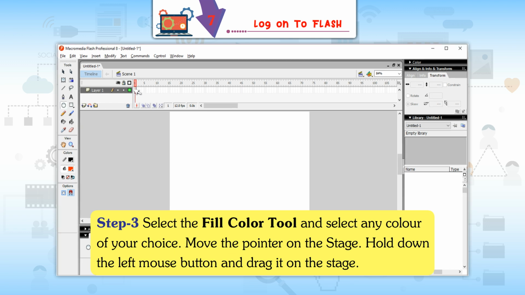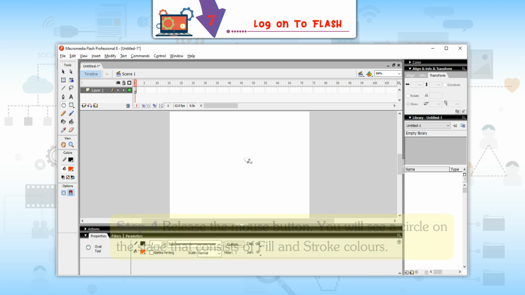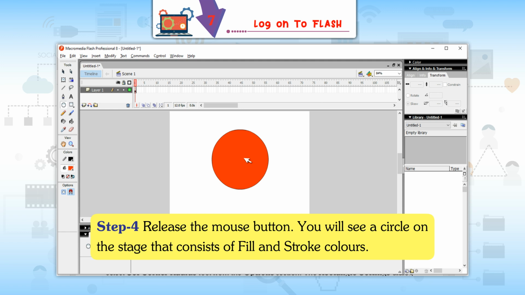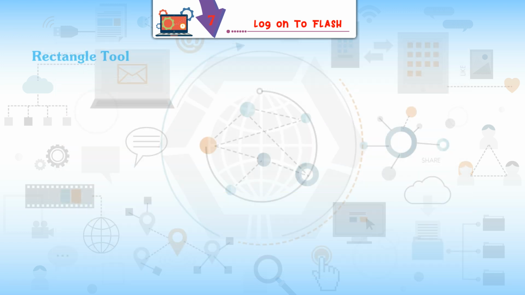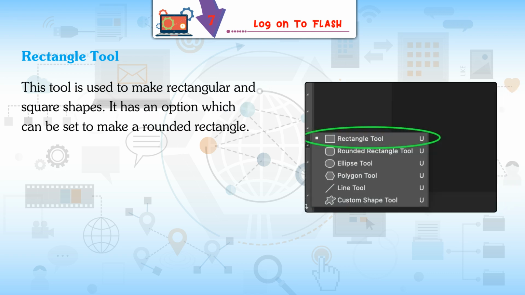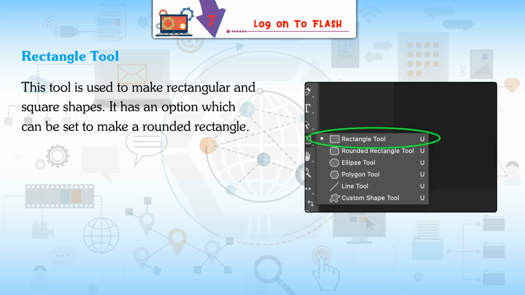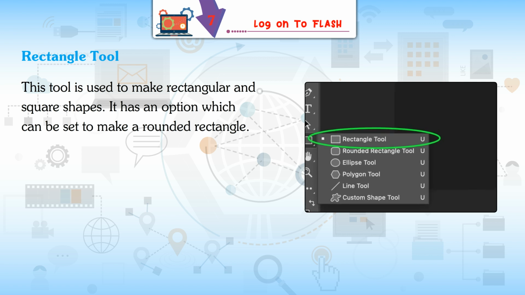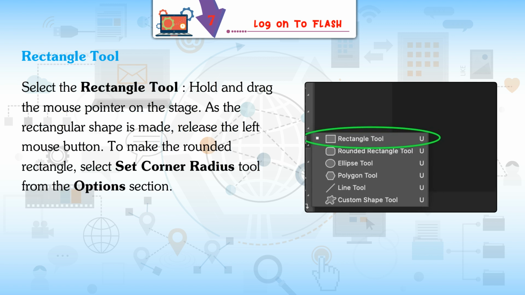Move the pointer on the stage. Hold down the left mouse button and drag it on the stage. Step 4. Release the mouse button. You will see a circle on the stage that consists of fill and stroke colors. Rectangle tool. This tool is used to make rectangular and square shapes. It has an option which can be set to make a rounded rectangle.